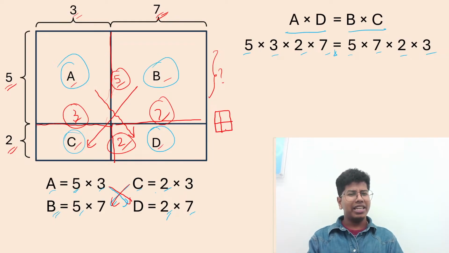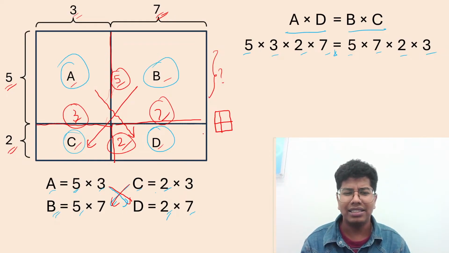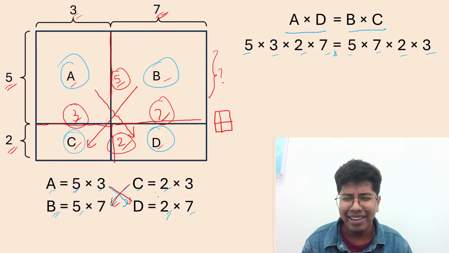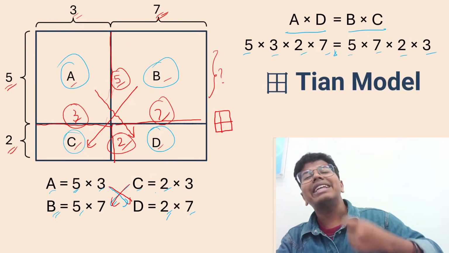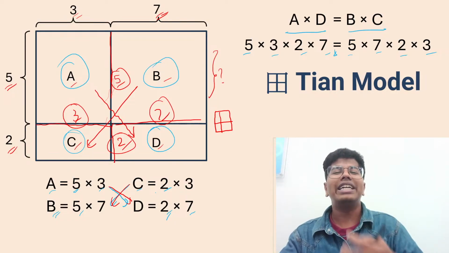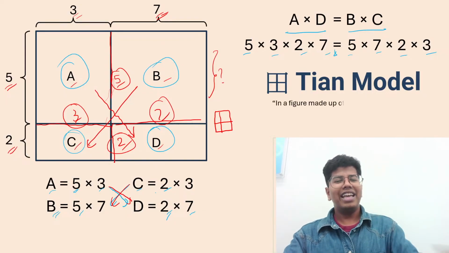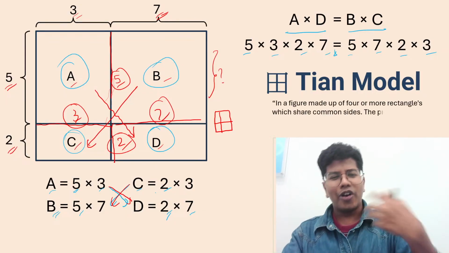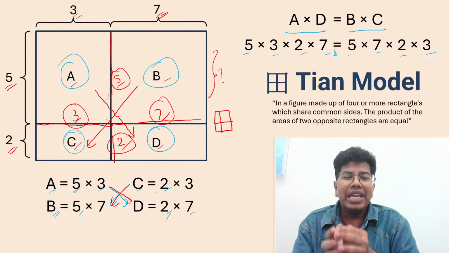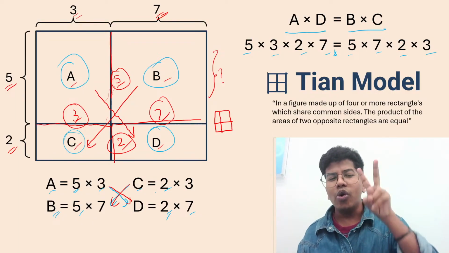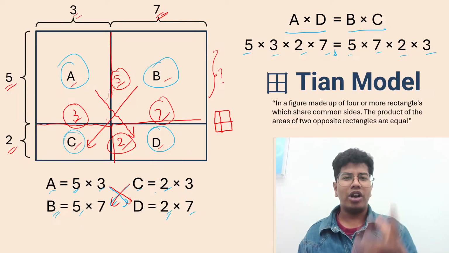There is a character in Chinese which is called like this. Can anyone tell me? Oh, this is called the Thien model. It looks something like Thien. That is the reason why we call it the Thien model. In a figure made up of 4 or more rectangles which share common sides, the product of the areas of 2 opposite rectangles are equal. And this is what the Thien model says.